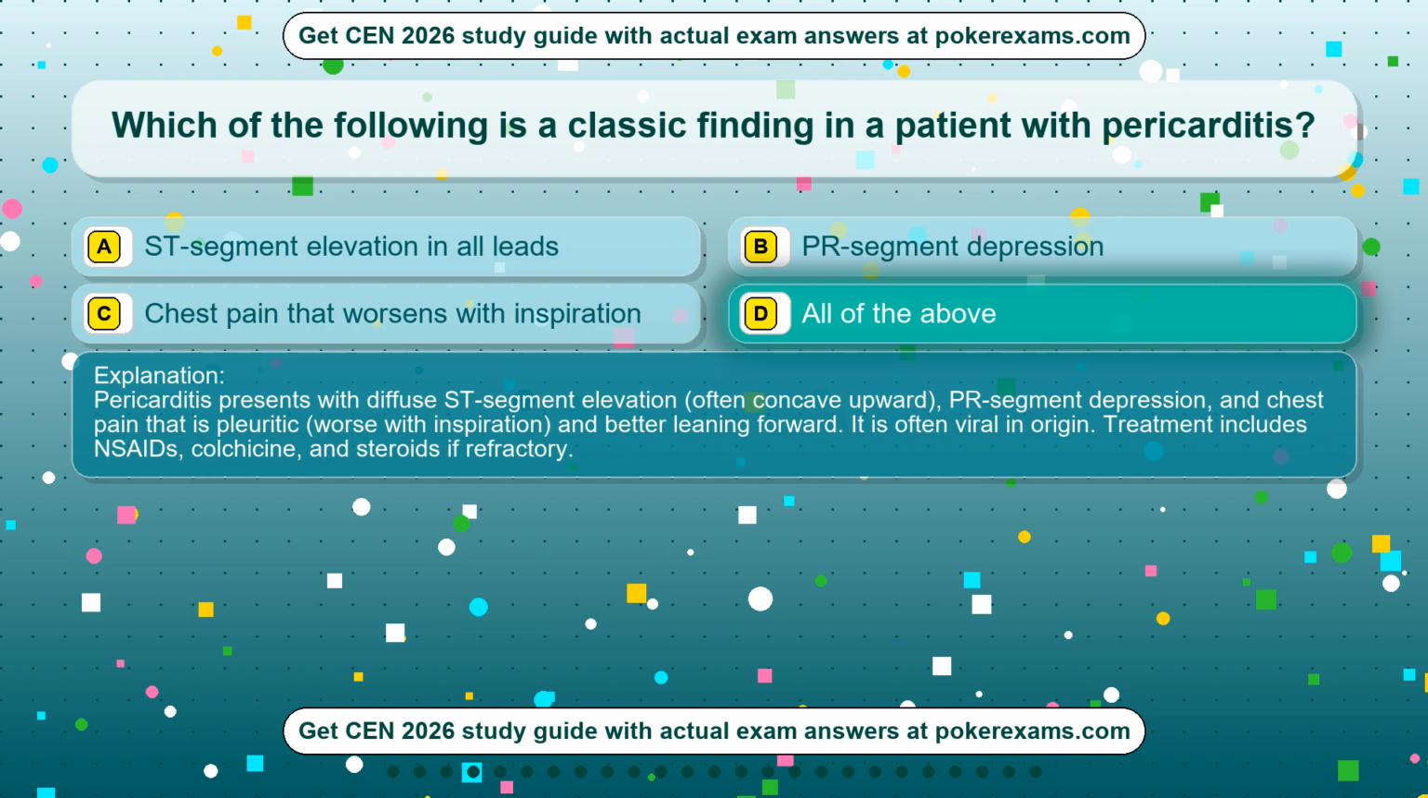Pericarditis presents with diffuse ST segment elevation, often concave upward, PR segment depression, and chest pain that is pleuritic, worse with inspiration, and better leaning forward. It is often viral in origin. Treatment includes NSAIDs, colchicine, and steroids if refractory.